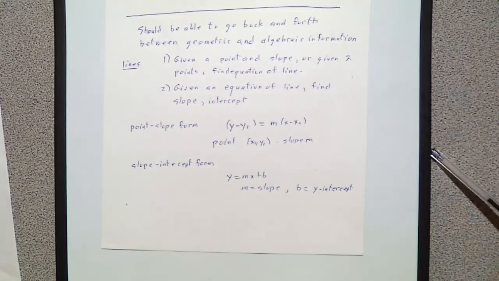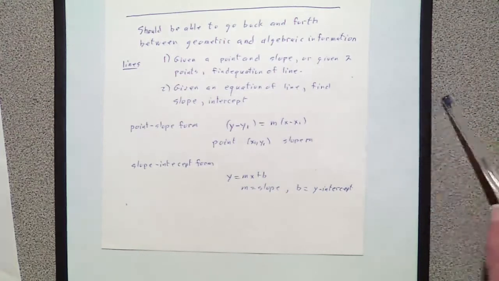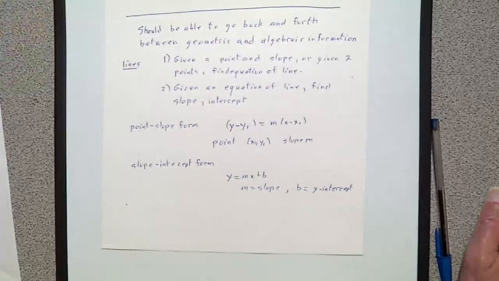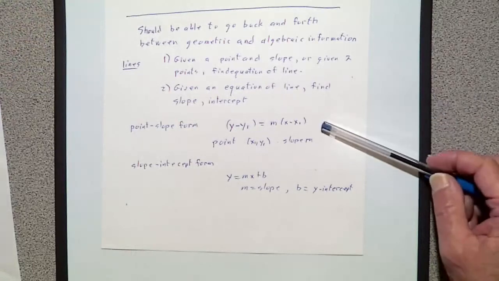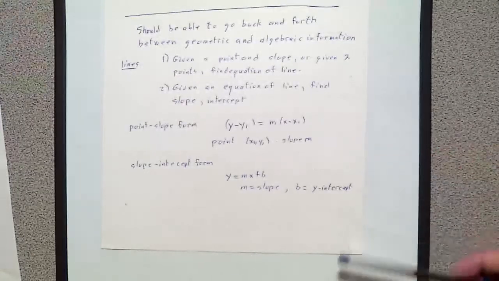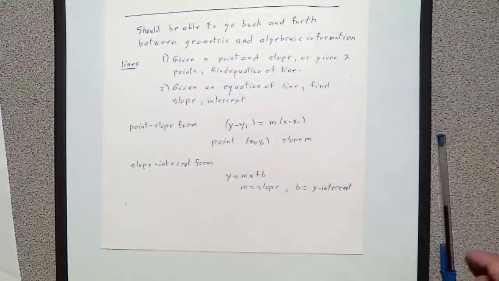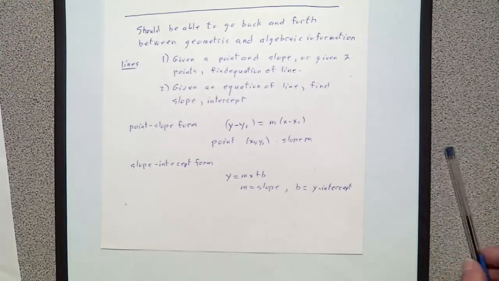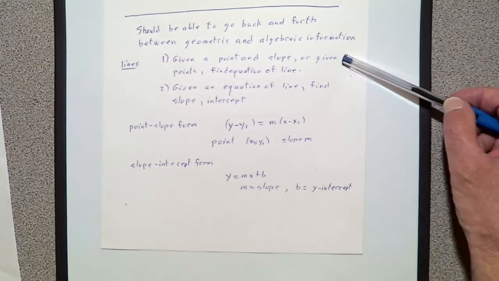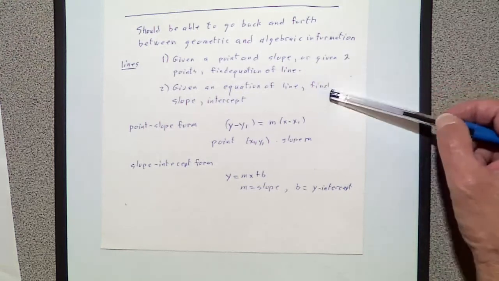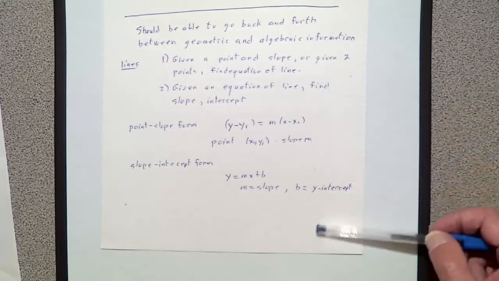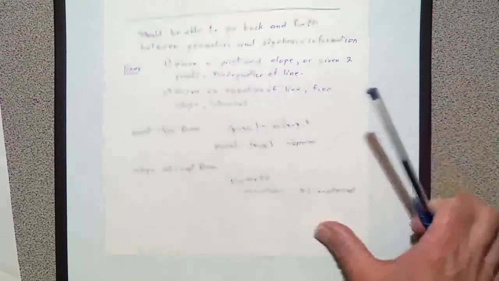So there are two important canonical forms. The standard form, where you're given a point x1, y1, and slope m, is point slope form: y minus y1 is m times x minus x1. Slope intercept: y equals mx plus b, m equals slope, b is the y-intercept. So given geometric information, find an equation. Given an equation, find geometric information.